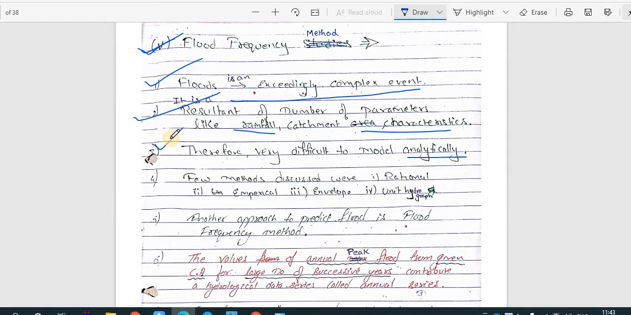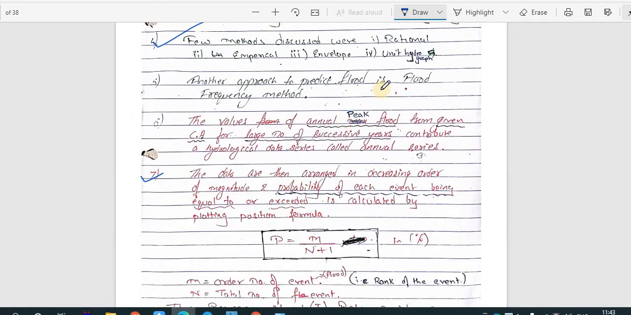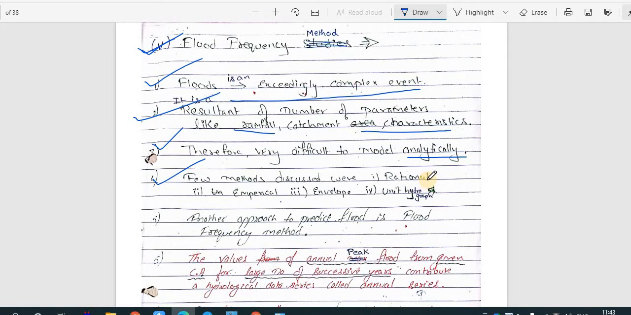Therefore it is not simple to evaluate how a flood will occur, at what time it will achieve its peak flood flow. Okay, a few methods which we have discussed are the rational method, empirical method, envelope curve method, and unit hydrograph method. We have also done some numericals related to the rational method. For the empirical method there were some formulas given, the envelope curve method we studied previously, and the unit hydrograph method we studied in the previous unit also. Okay, another approach to predict flood is the frequency method.